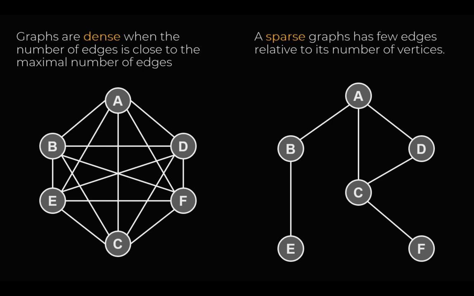A graph is said to be dense when the number of its edges is close to the maximal number of edges, that is, of the order of the number of its vertices squared. On the opposite spectrum, a sparse graph has few edges relative to its number of vertices, usually of the order of the number of its vertices. A complete graph is a graph in which each pair of vertices is joined by an edge. A complete graph contains all possible edges, and therefore is a dense graph. On the left-hand side, you can see an example of a complete graph composed of 6 vertices.